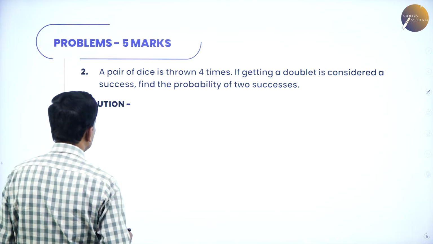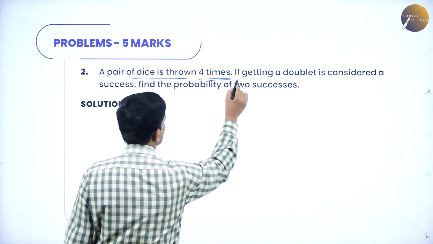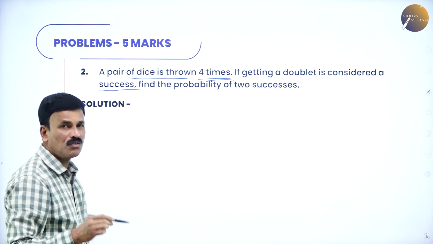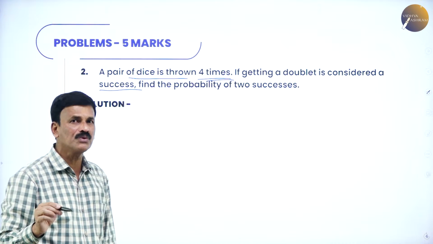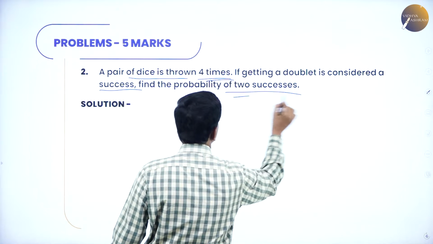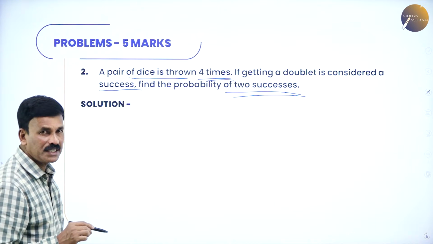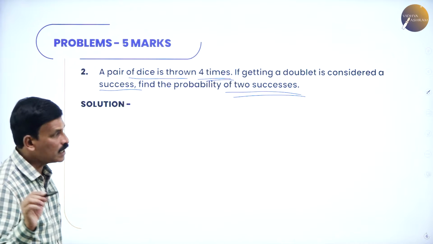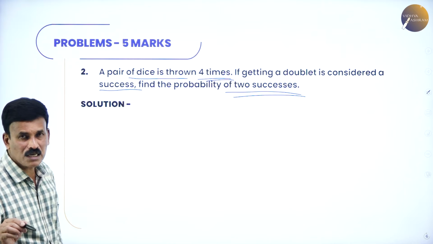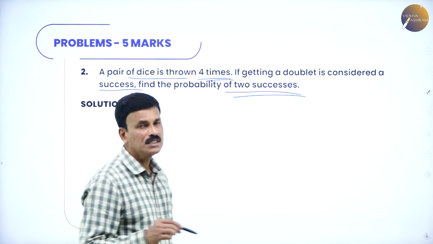What is the problem given? A fair die is thrown 4 times. If getting a doublet is considered as a success, a doublet means 1,1, 2,2, 3,3, 4,4, 5,5, 6,6. Find the probability of 2 successes. So what is required is the probability of 2 successes. A fair die is thrown 4 times. Okay, this is the problem given.